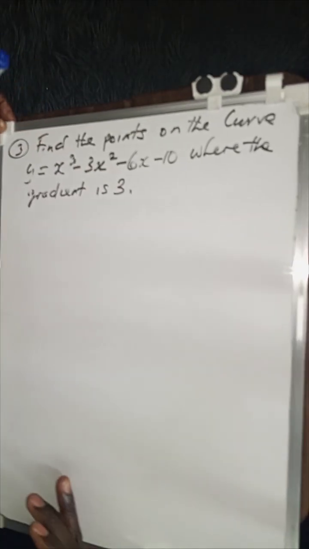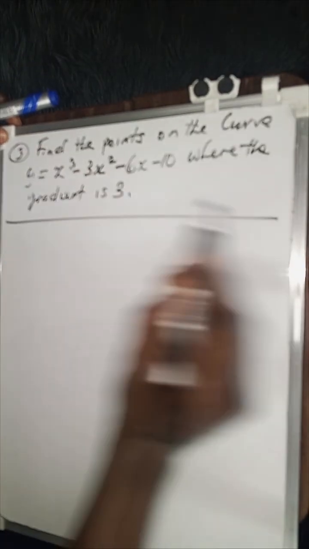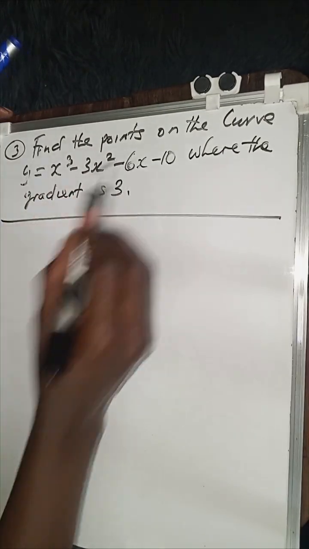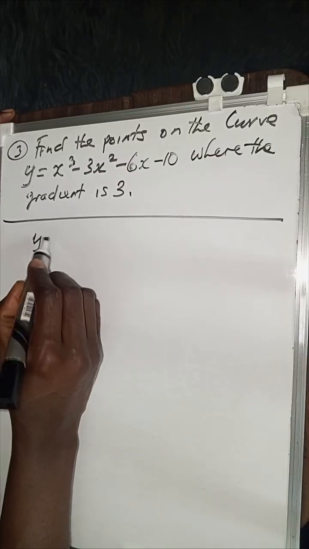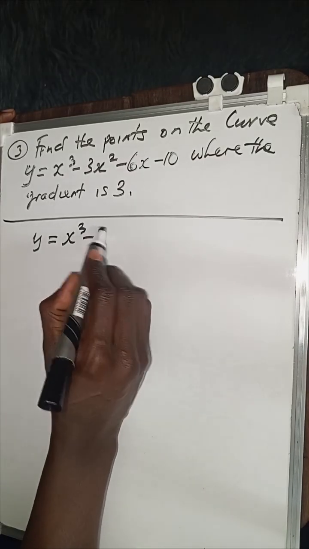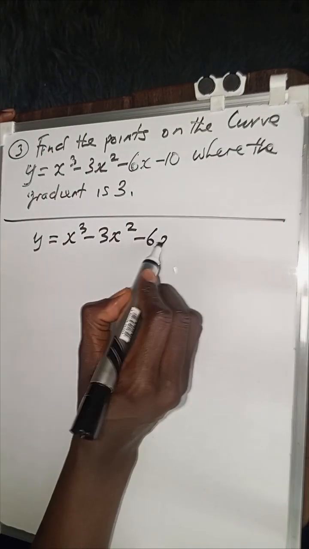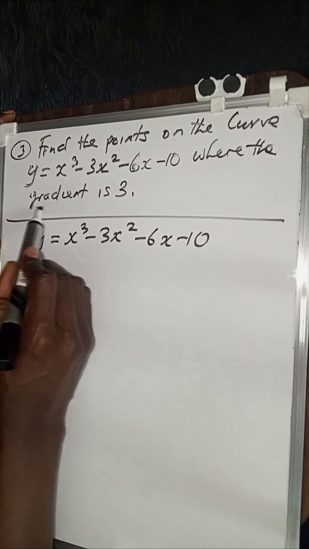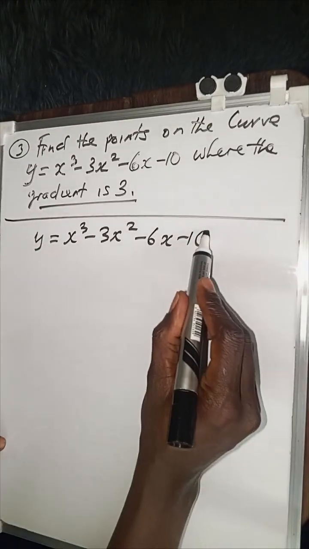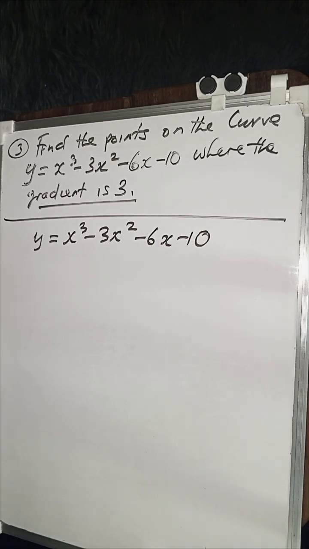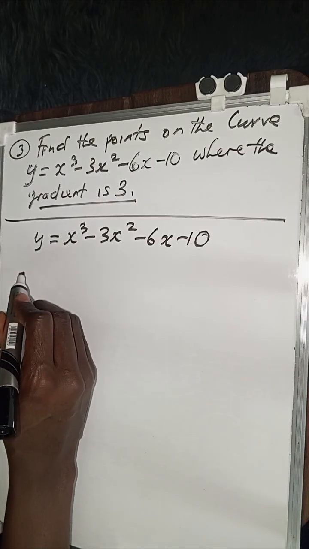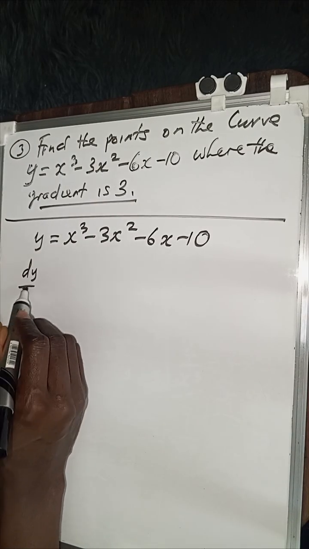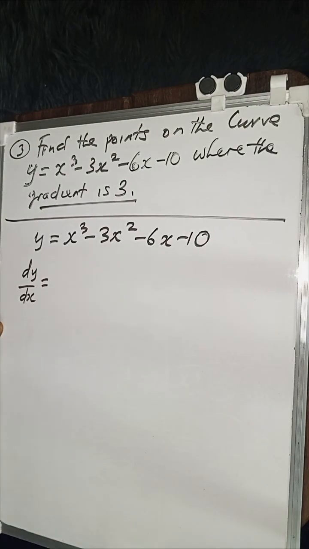There's another question that I have this side. It says find the points on the curve y is equal to x to the power 3 minus 3x squared minus 6x minus 10, where the gradient is 3. So they want you to find the points on the curve where the gradient is 3. What do we do to find that? Again, you need to find the derivative, so find dy over dx. That's the first step.